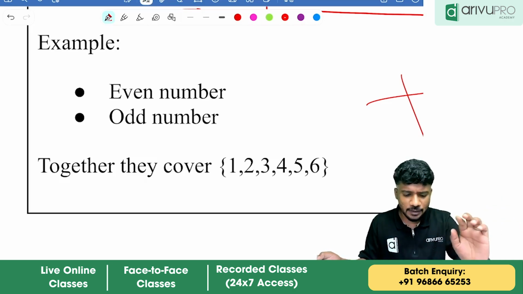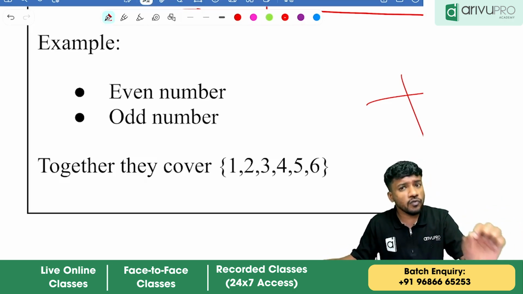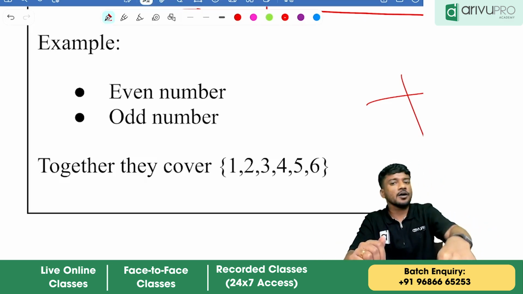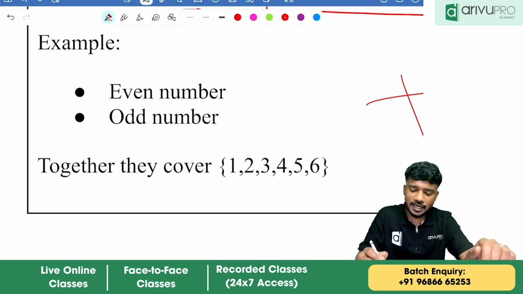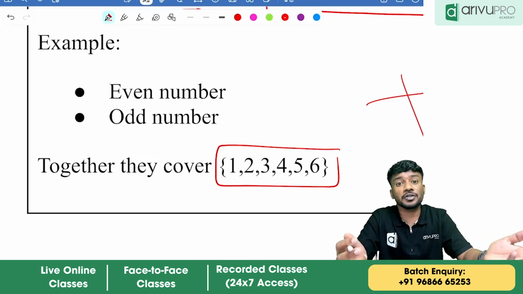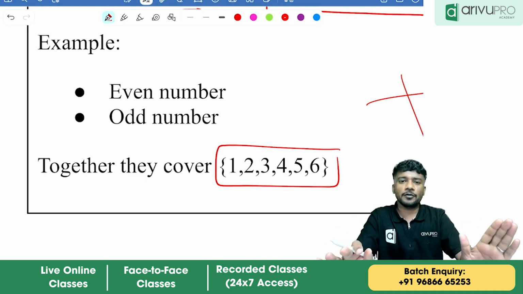That will be the case. Now, which are the even numbers? Even numbers are 2, 4, 6. Which are the odd numbers? 1, 3, 5 are the odd numbers. Now, if I take everything together, it is the entire sample space, right? Yes. So all the 6 numbers will be there in this given total outcome.